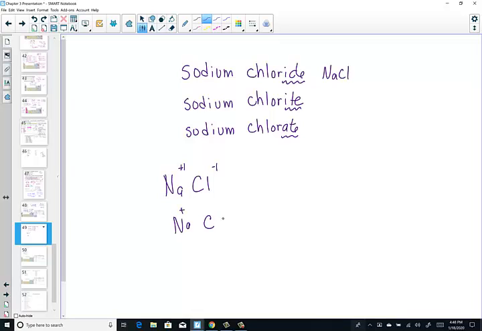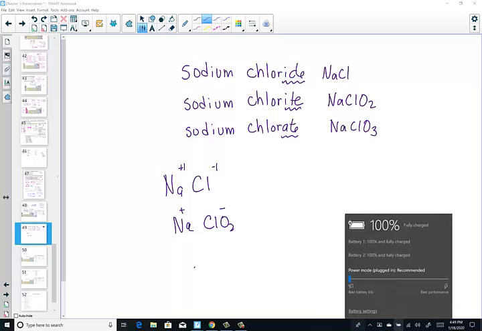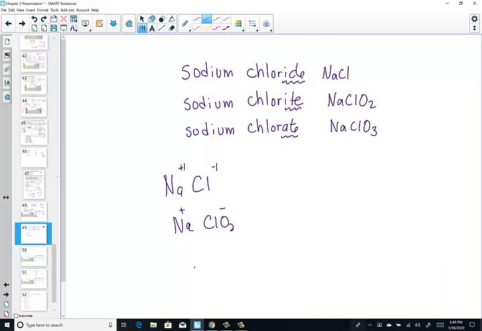Sodium chlorite. Na is a plus, chlorite is a polyatomic ion, which has 2 oxygens in terms of its formula. NaClO2, sodium chlorite. And then sodium chlorate, NaClO3. All of these are built with +1 sodium ions, and the negative chloride, chlorate, chlorite.